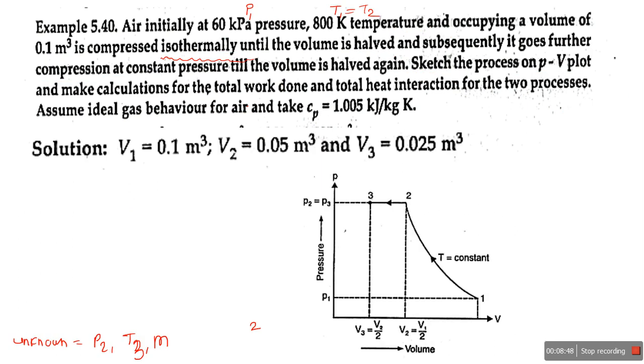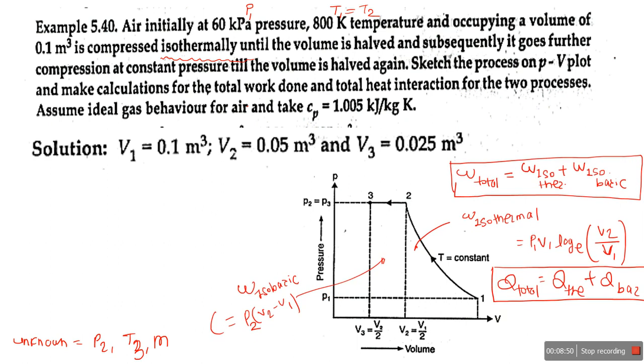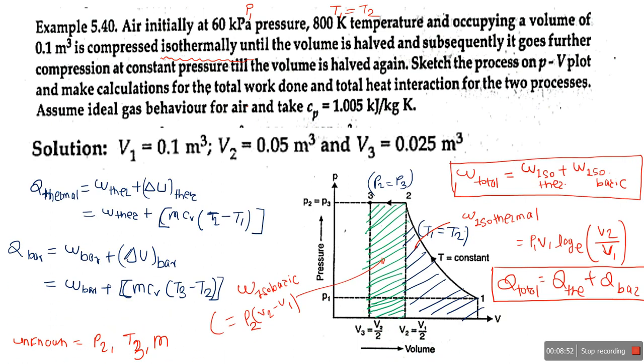See here, this is 1 to 2. I again repeat, as you draw in the previous level also. 1 to 2 is the isothermal process and 2 to 3 is the isobaric process. The total work done is isothermal work plus isobaric work. Isothermal work is P1 V1 log to the base e of V2 upon V1. Isobaric work is P2 into (V2 minus V1).